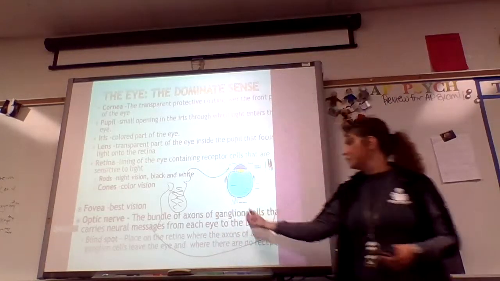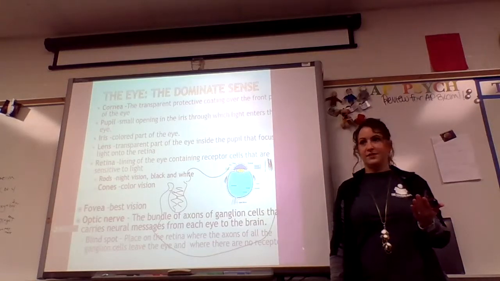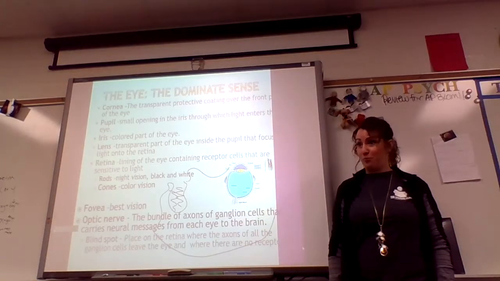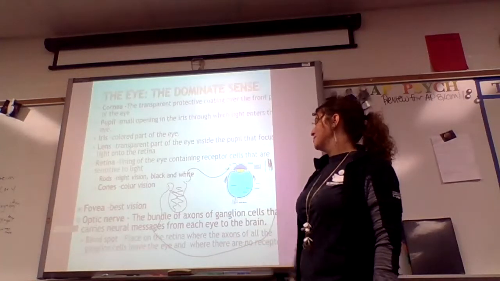Okay, so the optic nerve leaves the eye, goes to what part of your brain? The main brain part. It's going to go to your occipital lobe.